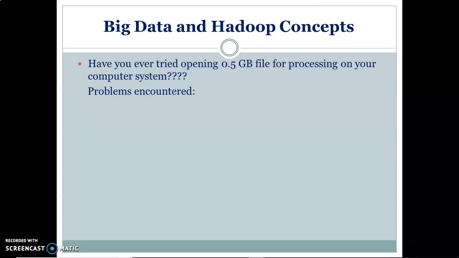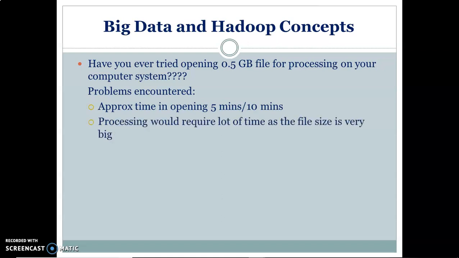What are the problems that are encountered? How much time would it take to open this file in the memory, and then how much time would be required to process this file? You need approximately 5 to 10 minutes for a 0.5 GB file to load into your RAM, and then processing would require a lot of time as the file size is very big. And then to process that file you need some more time.